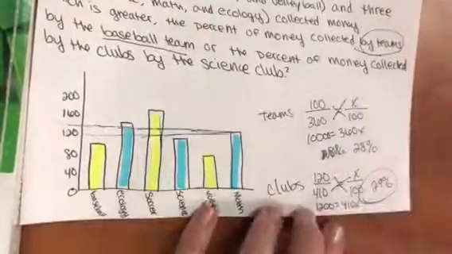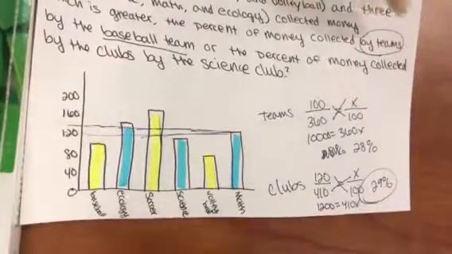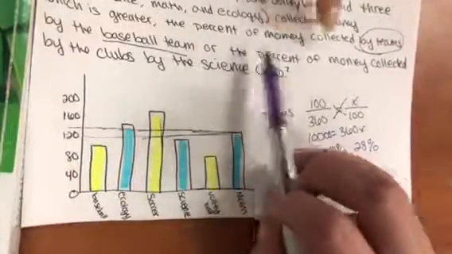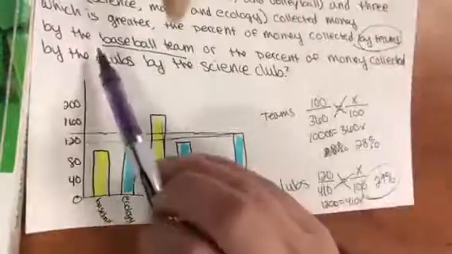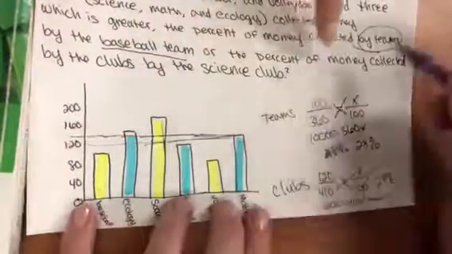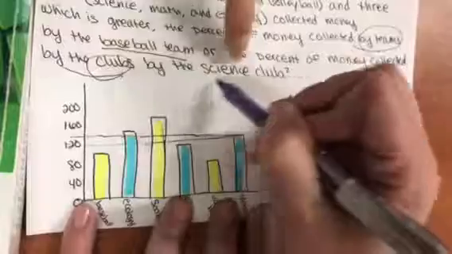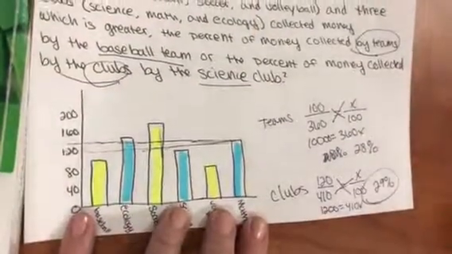So that would be my answer. This is a tricky one. Can you reiterate this up here? So we're looking at the money collected by the teams, out of the teams for baseball. And then the money collected from the clubs for science. Okay, that was kind of tricky. We had to read it about 3 times.